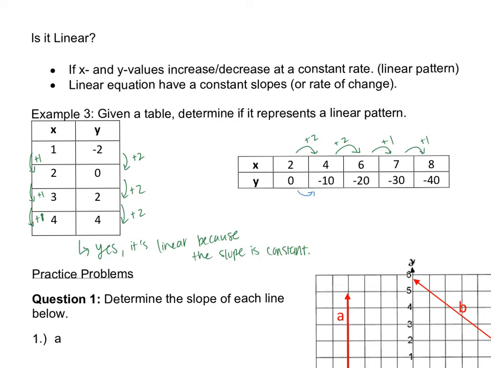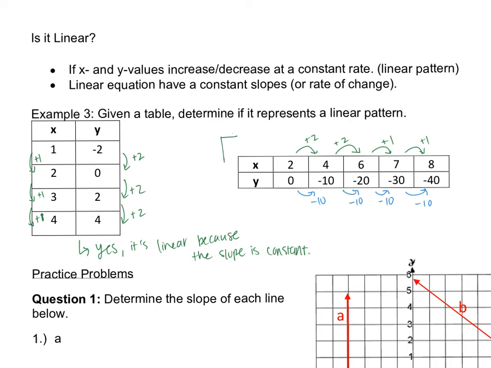So from 0 to -10, it's -10. From -10 to -20, it also dropped another -10, right? From -20 to -30, it's subtracted by 10. And then it subtracted another 10. So the y's stayed all the same, but the x's didn't stay constant. It wasn't the same number every time when it added. So in this case, you have to say no.